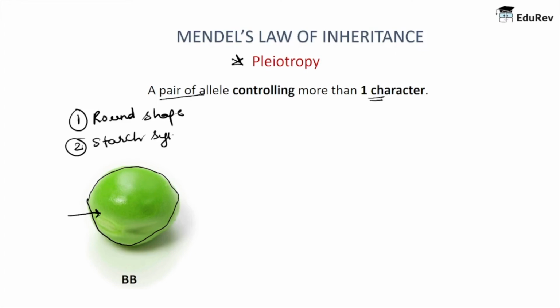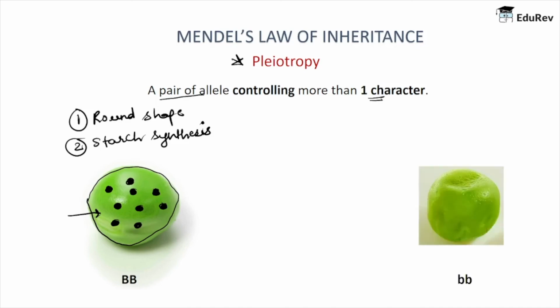So starch synthesis is the other character. Let me draw some large grains of starch inside it for you to understand that the shape this pea has attained is because of the grains of starch inside it. These are the grains of starch present inside it. Now let us talk about the recessive pair of alleles, that is small b. They are not giving a round shape, as you can see, they are giving a wrinkled shape to the pea.